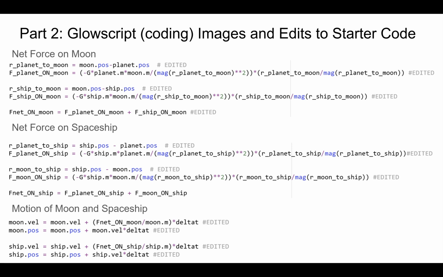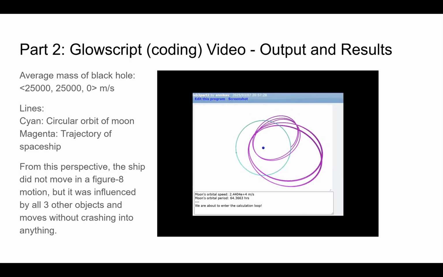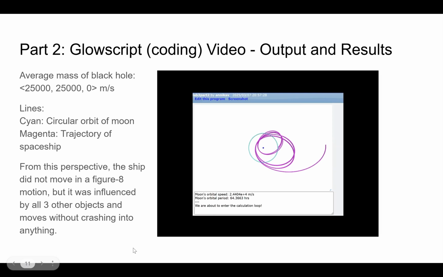So this is what part 2 looks like. From this perspective, the ship did not move in a figure-8 motion, but it was influenced by all 3 other objects and moves without crashing into anything.